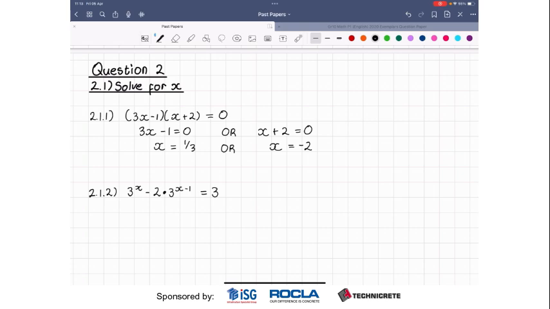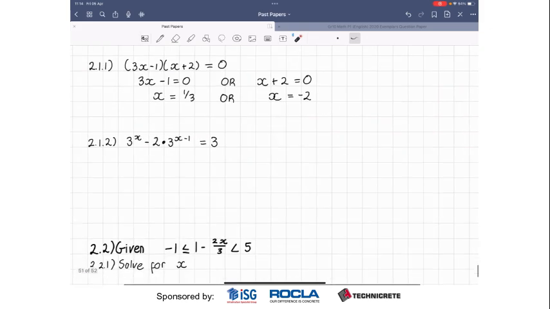Okay, and if you're not sure, you can check. You can put 1 over 3 back into x's place here, and you will find that this bracket is going to be equal to 0. And so whatever the answer of the other bracket is going to be, when it's multiplied by this 0, the answer is going to be 0. And same thing, when I put negative 2 back here, this bracket is going to be 0. And so whatever the answer is of this bracket when I put x in, it's going to be multiplied by the 0, and then everything is just going to be equal to 0.